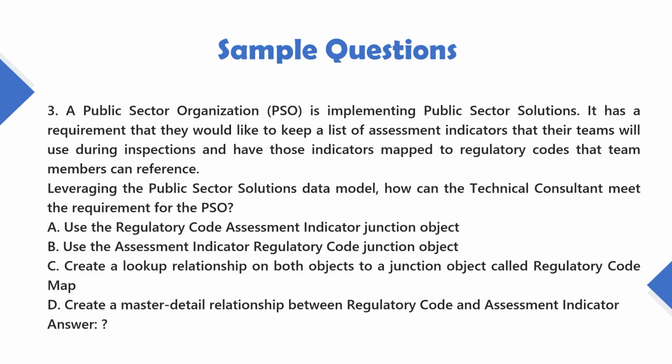A. Use the regulatory code assessment indicator junction object. B. Use the assessment indicator regulatory code junction object. C. Create a lookup relationship on both objects to a junction object called regulatory code map. D. Create a master detail relationship between regulatory code and assessment indicator.